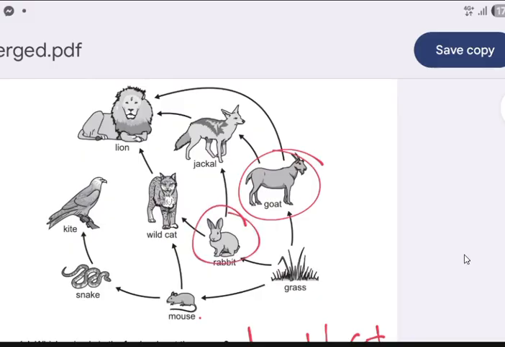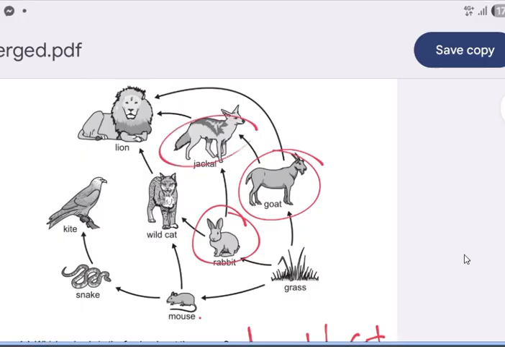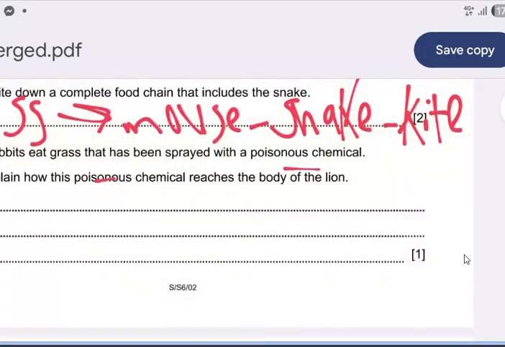Yeah, so now the poison can go to the goat's body and the rabbit's body, right? And after that, when they are eaten by the jackal or the wild cat, the poison will also move to their bodies, yes or no? And finally, it will reach the lion. Or the lion can eat the goat directly. So we can write whatever we want. All of them will be right.